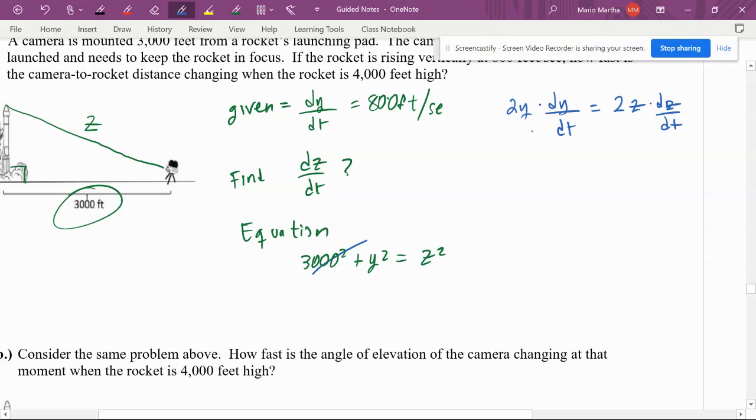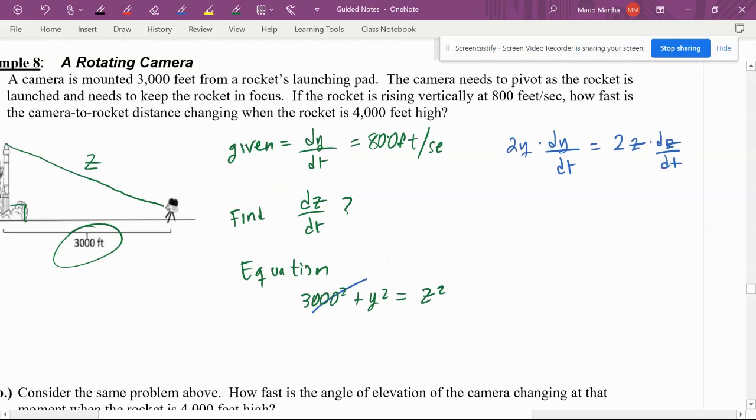And then from here, we figure out the rest of it. When the rocket is at y equal to 4,000 feet, that means that z has to be equal to 5,000 feet at that moment. So this is going to be 2 times 4,000 times dy/dt, which is 800, equals 2 times 5,000 times dz/dt, which is what we're trying to find. Again, we simplify here.